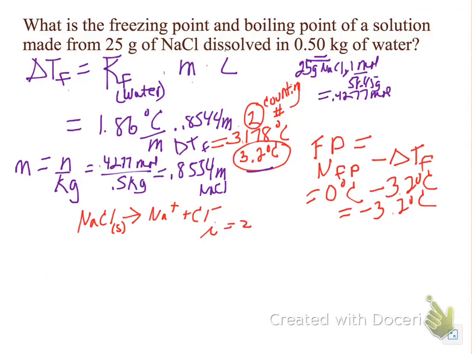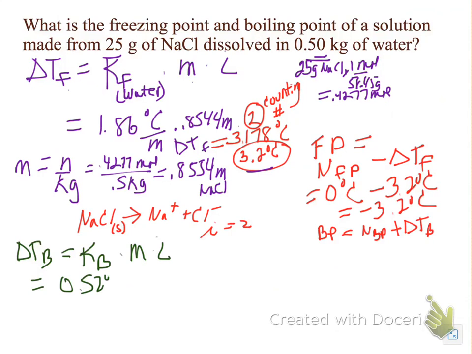The second half asks about boiling point. So boiling point is going to be the normal boiling point plus the change in temperature at boiling. So I've got to find the change in temperature at boiling. A little bit easier now because I've calculated a lot of these things already. My Kb is a given, right? My molality is the same. My I value is also 2, right?